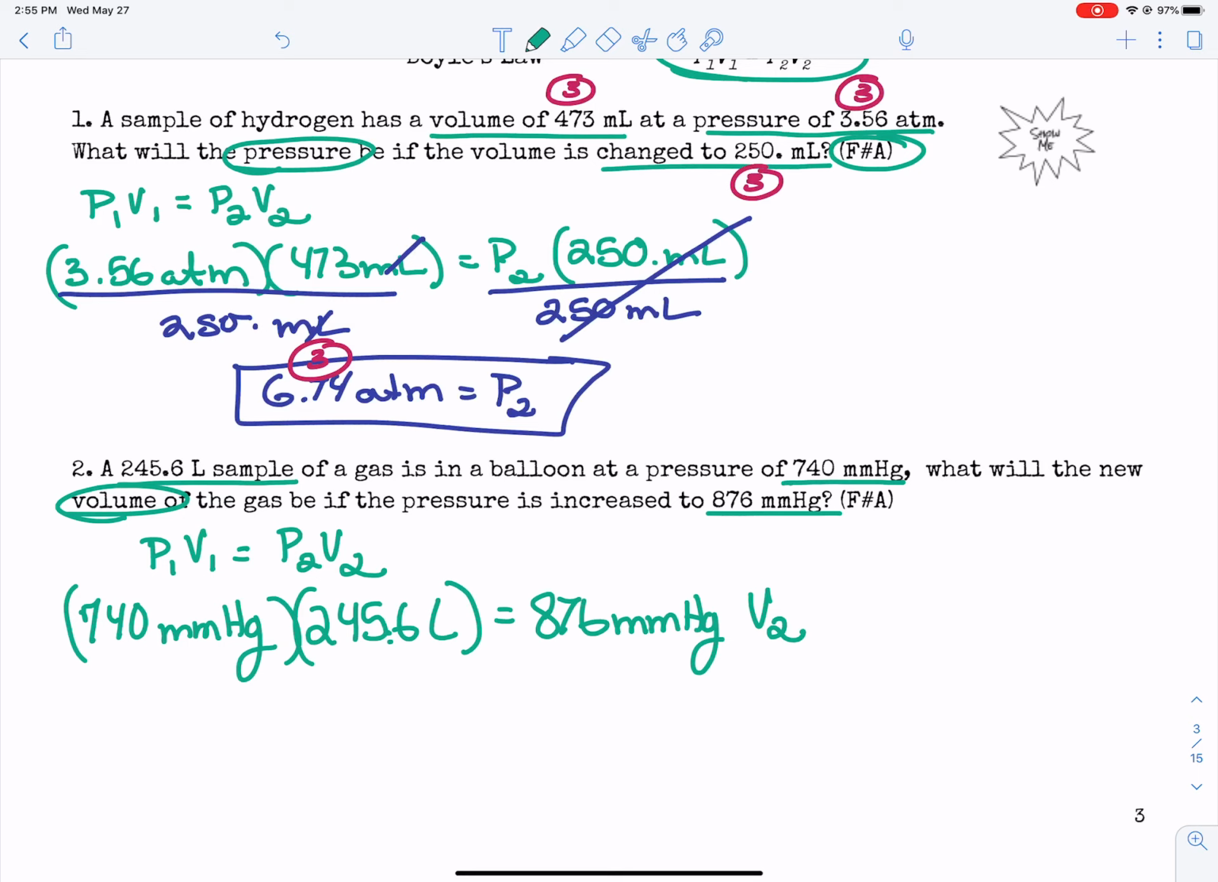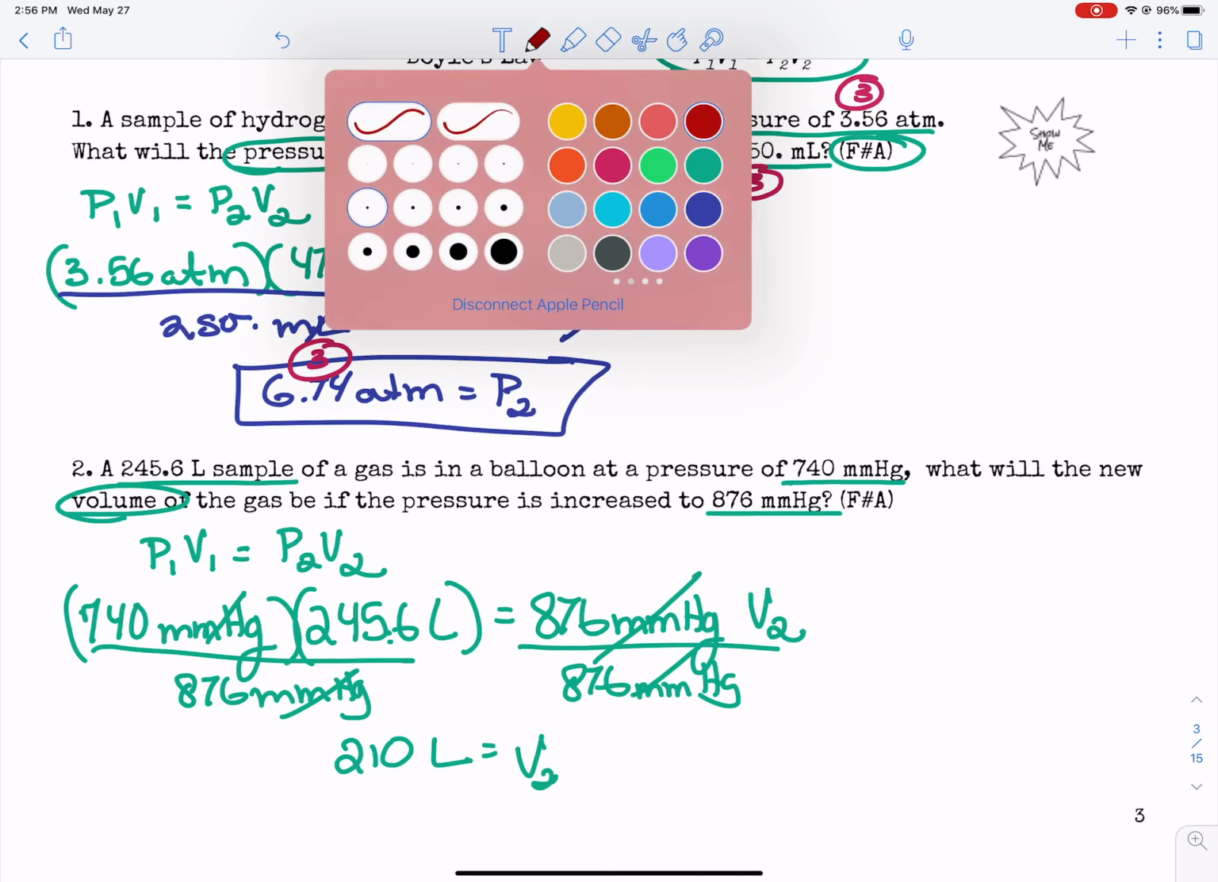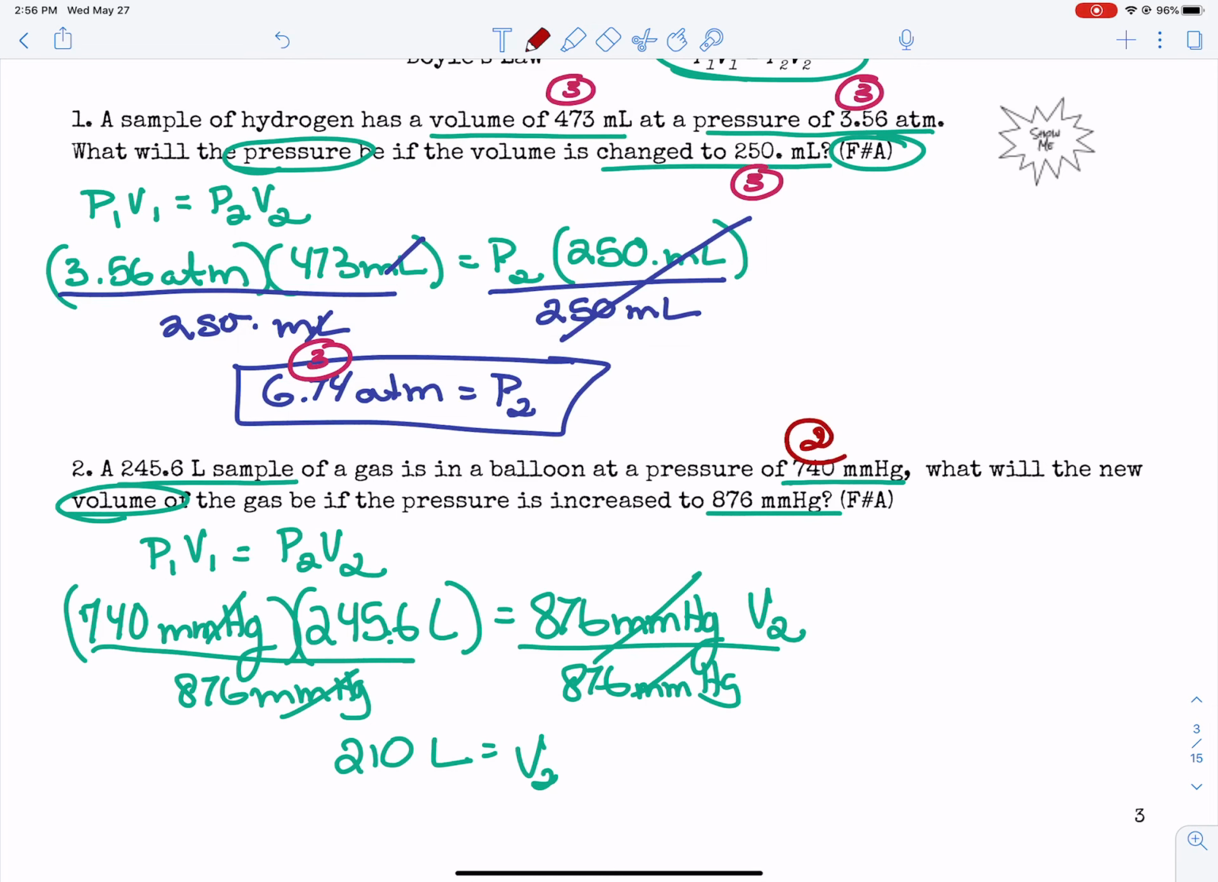So of course I divide both sides by 876 millimeters of mercury. Right, my units cancel out on the left. My new volume is going to be 210 liters, right? Only 2 significant figures in this one because 740 only has 2 significant figures.